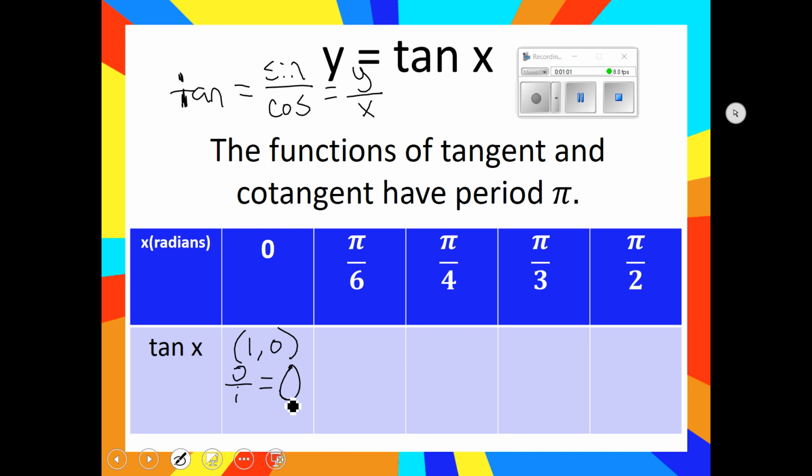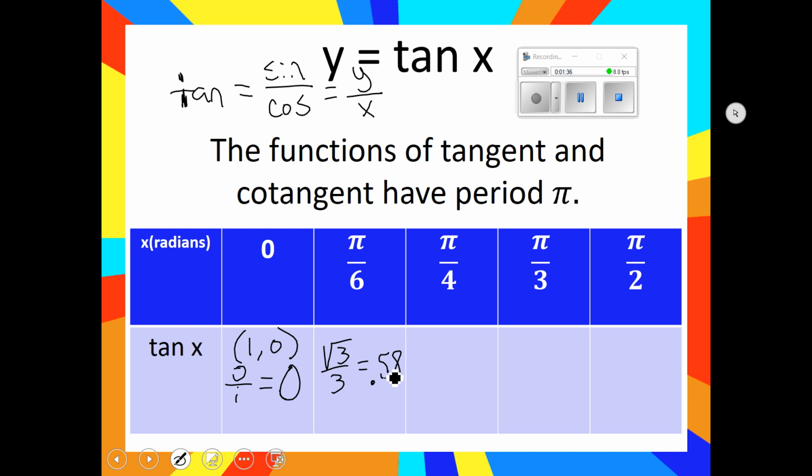So at pi over 6, what's the tangent? Square root of 3 over 3. Now, I want you to go ahead and give me a decimal for that, because if I say plot over pi over 6 and up square root of 3 over 3, you're going to be like, well, where's square root of 3 over 3? So, estimated, it's around 0.57? 58? Okay, 0.58. Thank you very much.